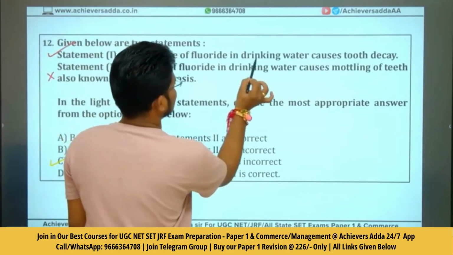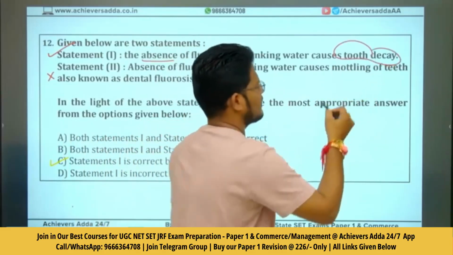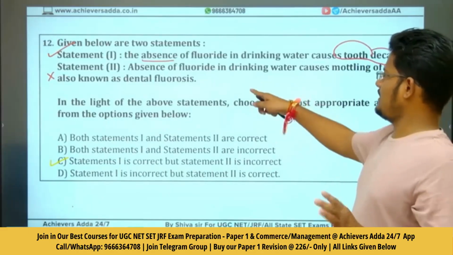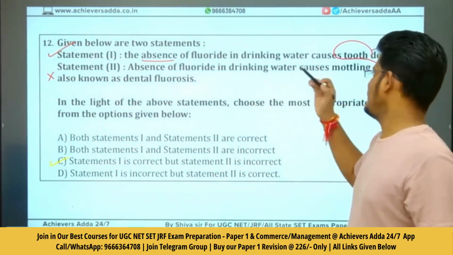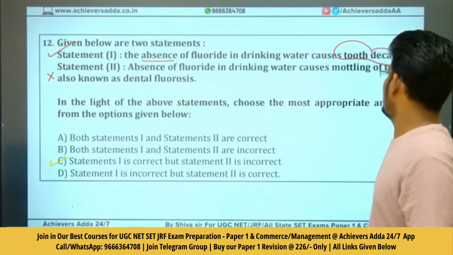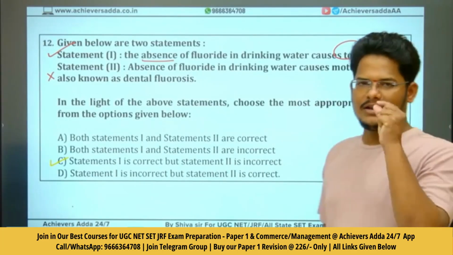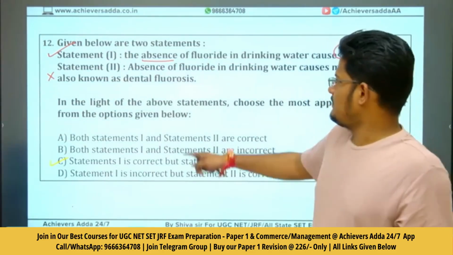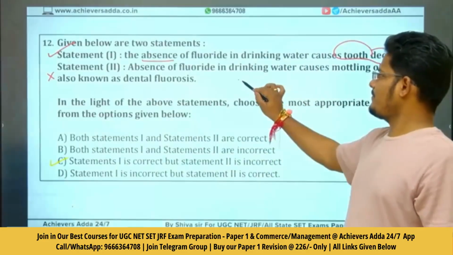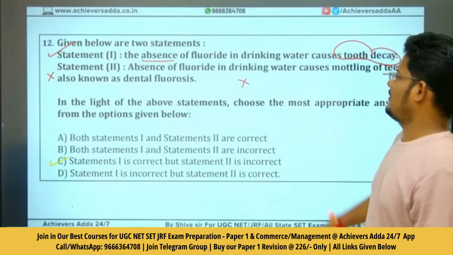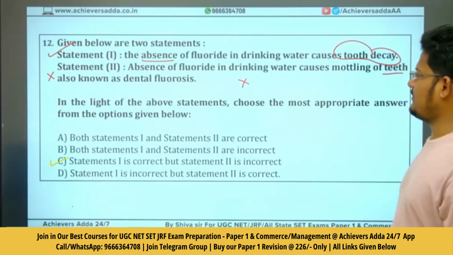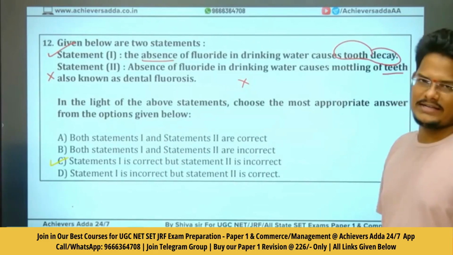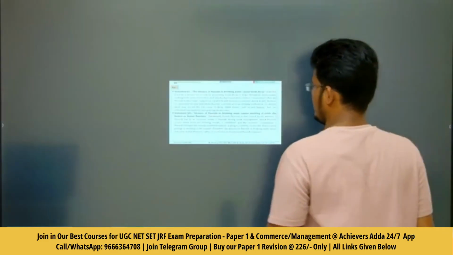Absence of fluoride in drinking water causes tooth decay. Yes, tooth problems will come when fluoride is fully absent. This is wrong because fluoride should be present; if it is not present, then tooth decay will happen. But they are also saying it will cause mottling of teeth, and mottling of teeth and the absence of fluoride don't have any link. That's why statement 2 is wrong.